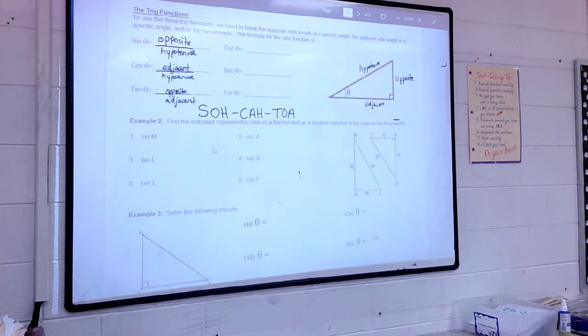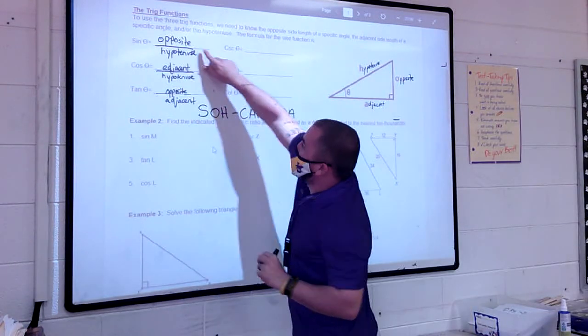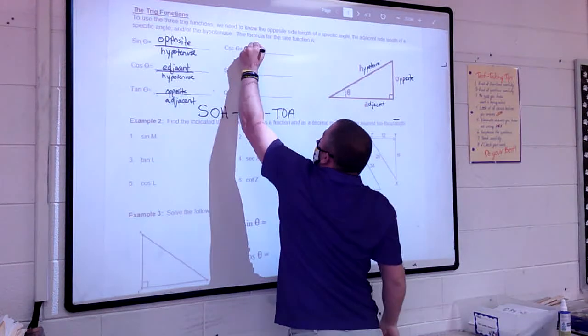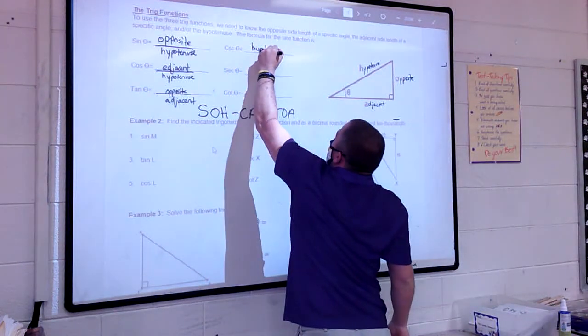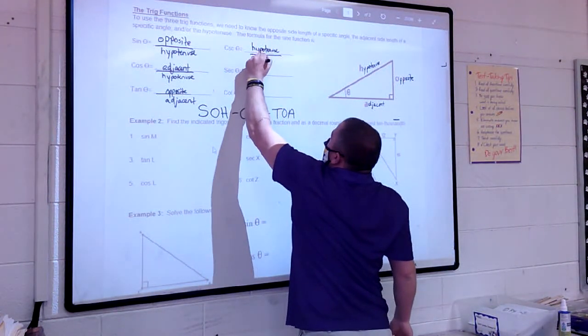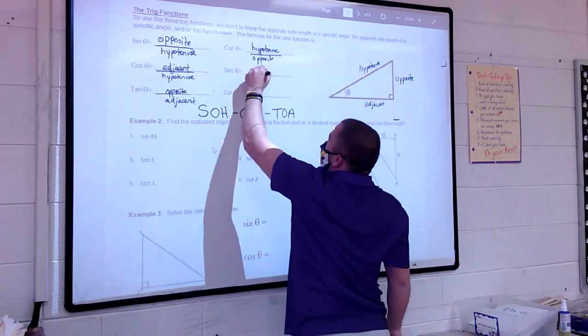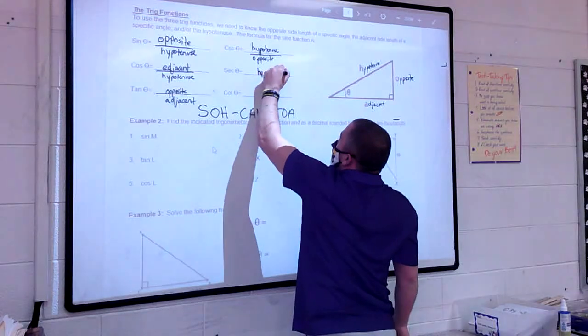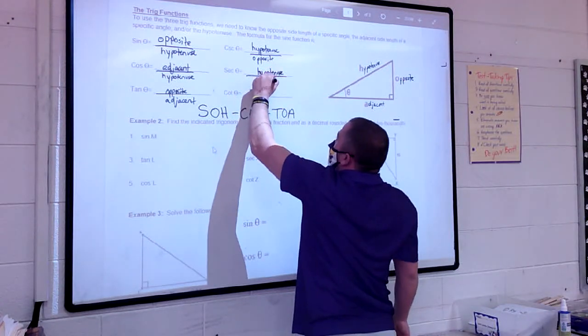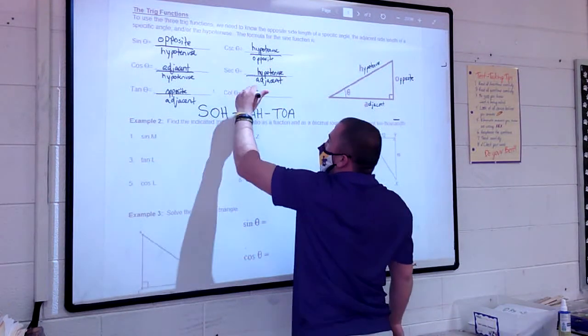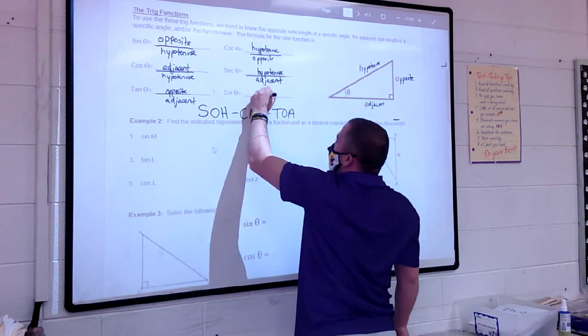cosecant, secant, and cotangent. Those 3, you actually don't have to memorize separately because you just flip the first ones. If you know sine, you know cosecant. You just flip sine, so instead of opposite over hypotenuse, it's hypotenuse over opposite. If you just know that you flip it, then you're fine. Same thing for secant: if you know cosine is adjacent over hypotenuse, secant is hypotenuse over adjacent. And if you know tangent is opposite over adjacent, then cotangent is adjacent over opposite.